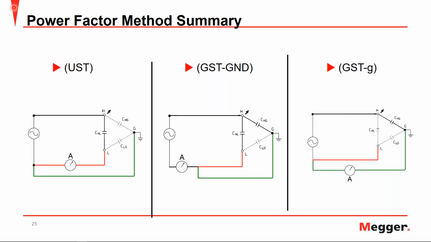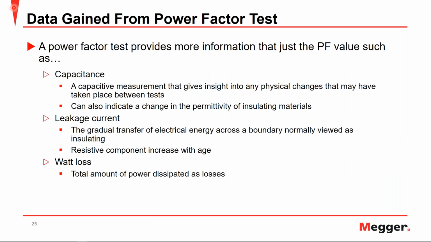So now that we've looked at the different test methods for power factor, let's take a look at the actual data gained from a power factor test. A power factor test provides more data than just the power factor value itself, such as capacitance. Capacitance is a measurement that gives insight into any physical changes that have taken place between the tests. Also, capacitance can indicate a change in the permittivity of the insulating materials. We'll take a look at this a little further in the next slide.